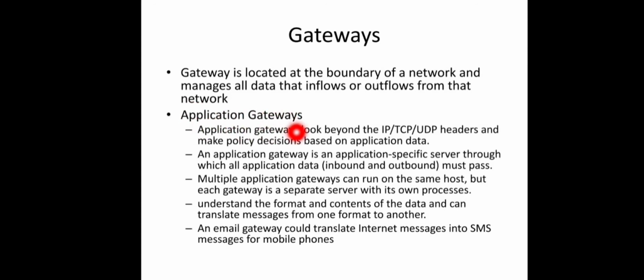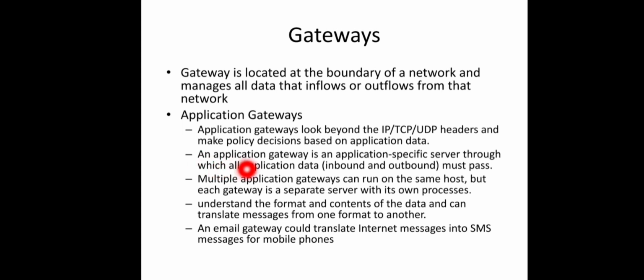That is called an application gateway. Application gateways look beyond the TCP, IP and UDP headers and make policy decisions based on the application data. So it works on the application layer, meaning it can understand the application layer data. Obviously, for every type of application process, there should be a separate gateway in the case of application gateways, right? Usually in the same server, different application gateways may be implemented, or it can be done in software also.